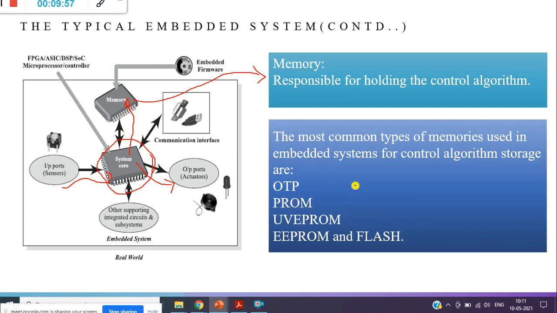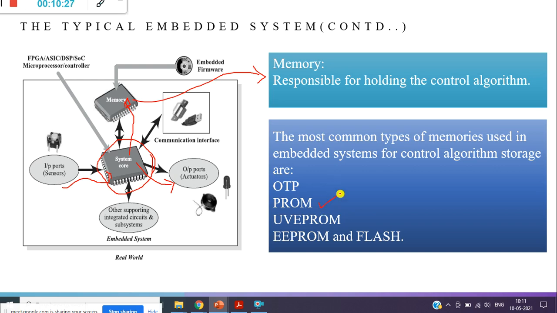Maybe it is an OTP. What do you mean by OTP here? One-time programmable memory. See, I burn a program only one time, and that memory is frozen. If I want to reprogram it, no, it is not possible. So sometimes it so happens that often I need to change the program and rewrite it. In such cases, OTP kind of memories will not help me out.